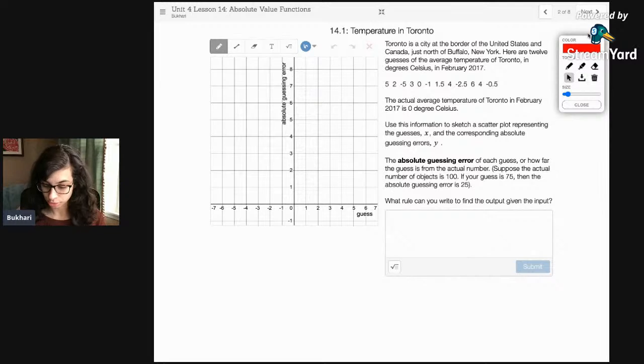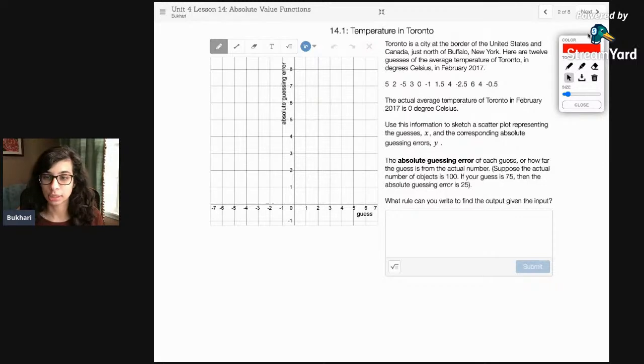Temperature in Toronto, a city that borders the United States and Canada. Here are 12 guesses of the average temperature in degrees Celsius in February 2017. The actual average temperature in Toronto in February is 0 degrees Celsius. You're going to use this information to sketch a scatter plot of the guesses and the corresponding absolute guessing error. I'll explain what that means in a second.